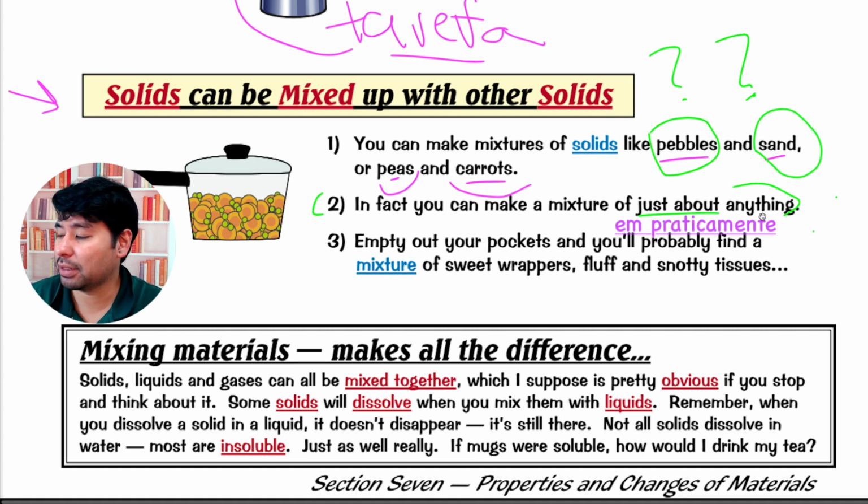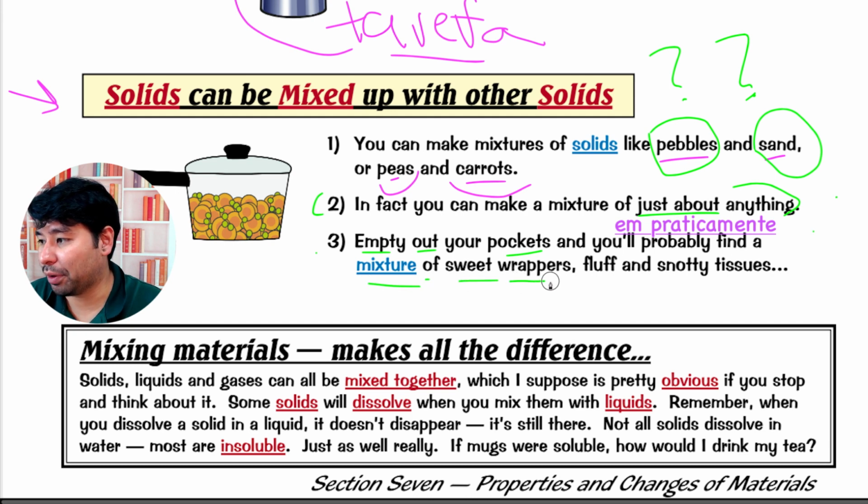So that's it. And number three, empty out your pockets. Pockets, we have pockets, right? Here, bolsos. So empty. When you empty it, you get everything that you have inside of your pocket and you put it away and you put it out, right? So empty means esvaziar, empty, okay? Your pockets, and you will probably find a mixture of sweet wrappers, fluff, and snotty tissues. Wow, we have a lot of new words here.